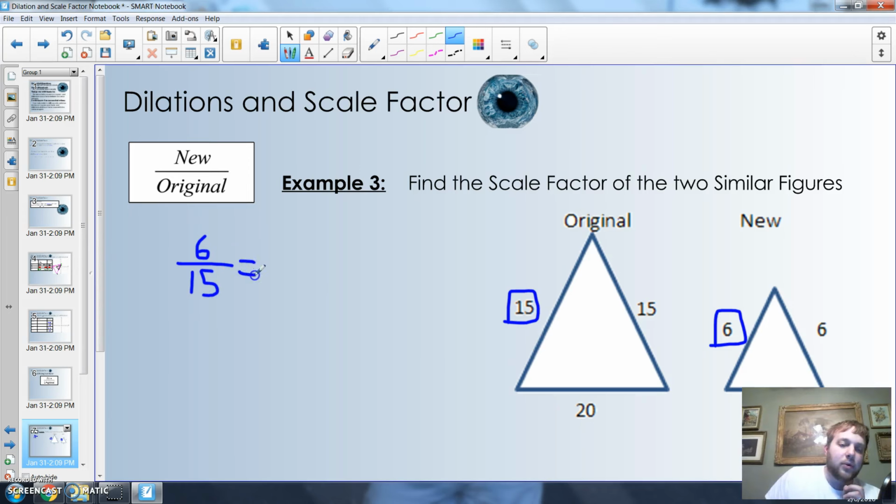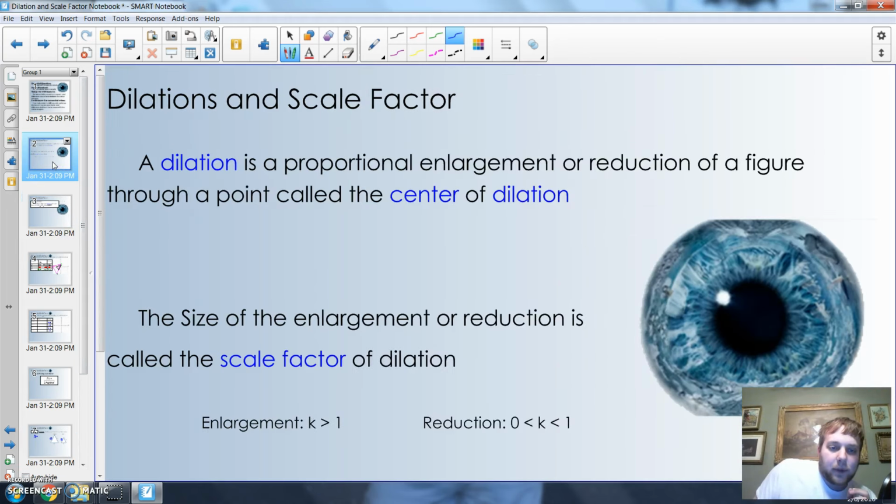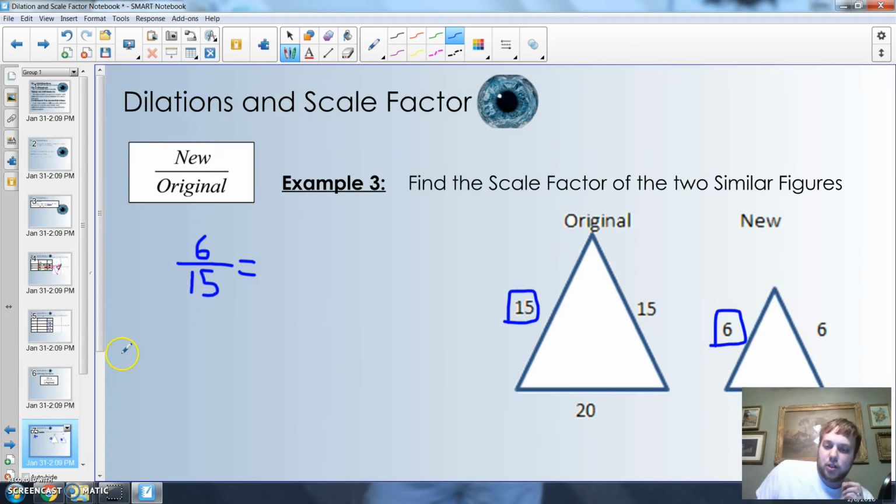And what would you say? What is that, 6 over 15? Is that an enlargement? Or would it be a shrink? Or what do we call that? It's enlargement or reduction. There we go. I like that word, reduction.